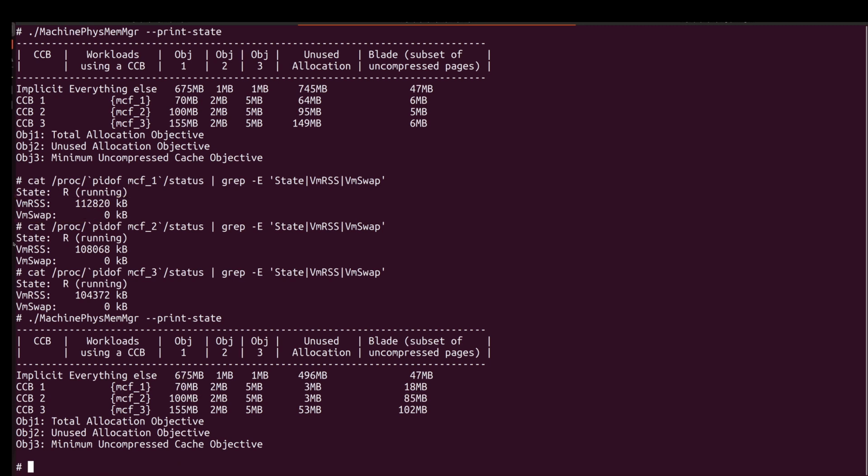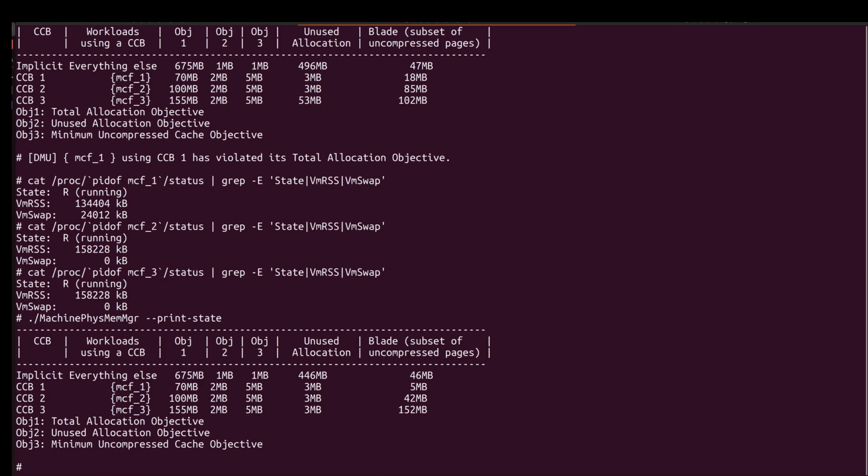MCF2 and MCF3 are not compressed. For example, Linux reports that MCF3 currently uses roughly 100 megabytes worth of physical pages. Since the total allocation objective for MCF3 is 155 megabytes, there is currently no need to compress.